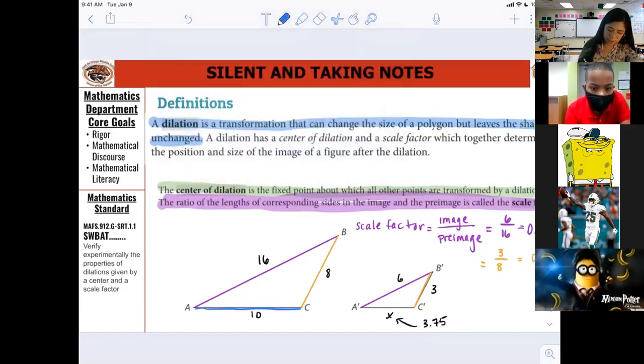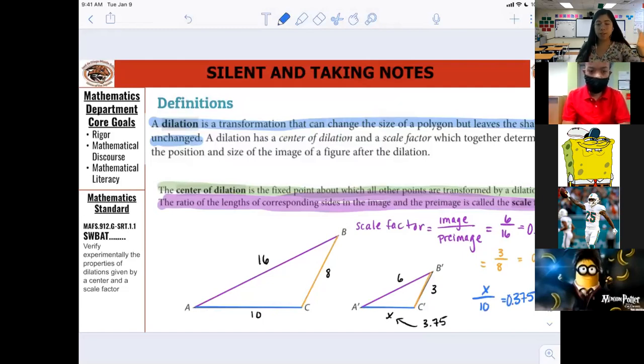Well, now I've got this missing side length. I know that AC is 10, but I don't know A prime C prime. However, I know the relationship between them. In order to go from one to the other, the scale factor is 0.375. So I know that x over 10 is 0.375. If I do x over 10, it should give me 0.375.